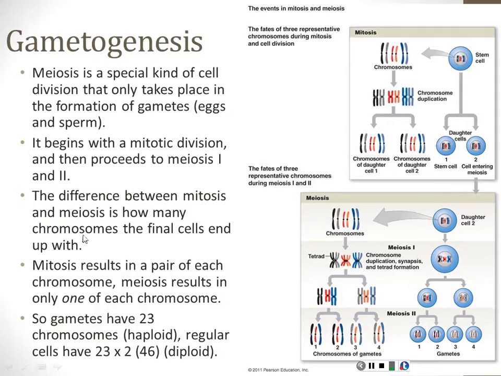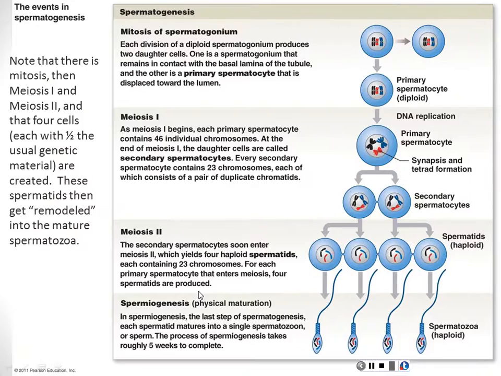So there's less to learn here. All right. So as you know, the difference is how many cells you end up with in the end and what the genetic material is like. So instead of getting 2 daughter cells, we get 4 in the end, and each of those 4 have half the genetic material. Okay.